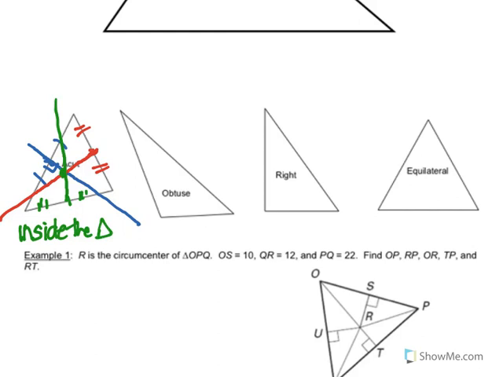Now, why don't you see if you can sketch the perpendicular bisectors of the three sides of these other triangles and figure out where the circumcenter is going to occur. So go ahead and hit pause, give that a try, and then I'll catch up to you here in a minute.